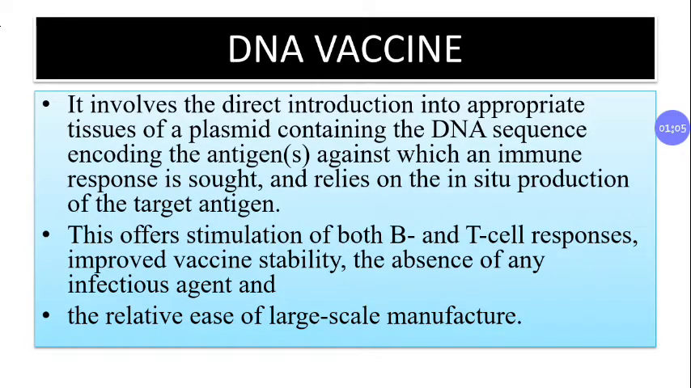DNA vaccine. A DNA vaccine involves a genetically engineered plasmid which contains a particular DNA sequence which can encode the antigen against which an immune response is needed. This plasmid is injected into the appropriate tissue. It offers both B and T cell responses, improved vaccine stability, and also the absence of any infectious agent.